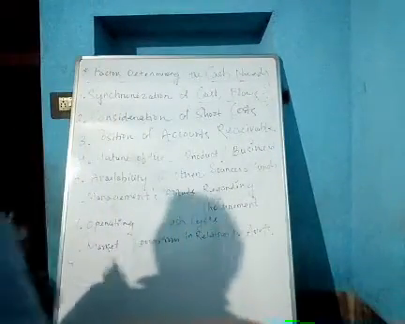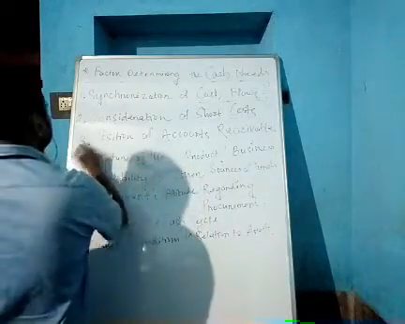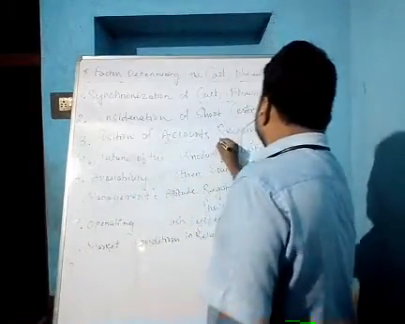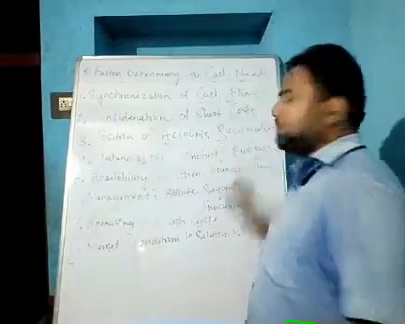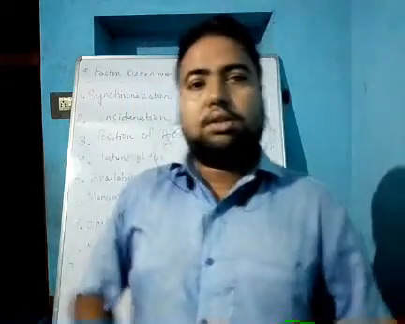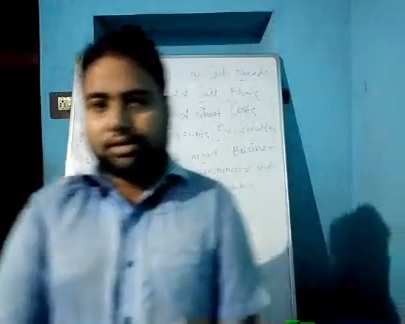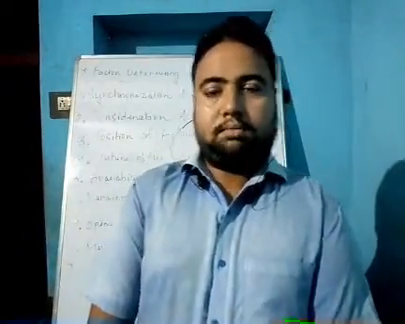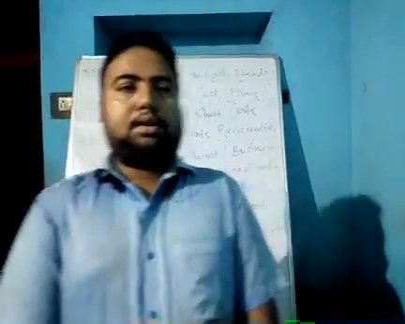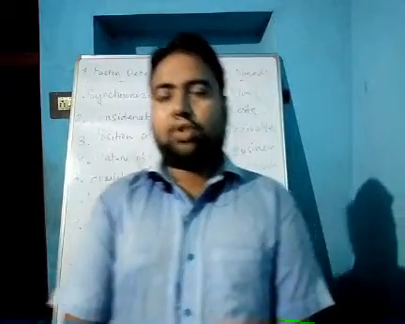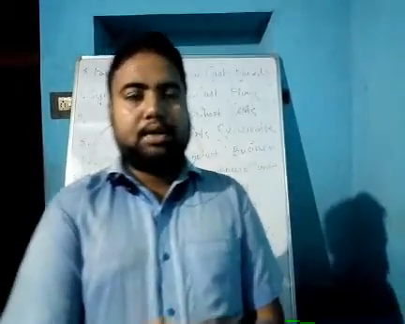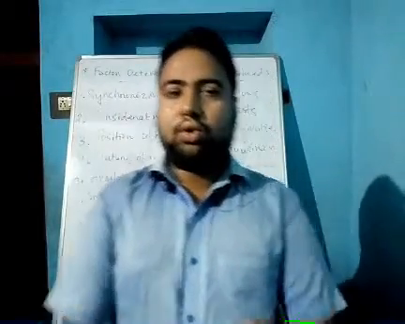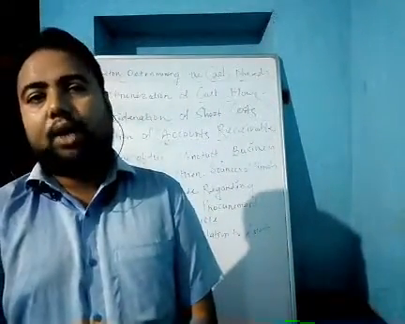Third point: position of accounts receivable. Dear students, accounts receivable is nothing but sundry debtors. Remember, accounts receivable means the position of sundry debtors, because sundry debtors are the persons from whom the business is going to receive the money. So sundry debtors may also be termed as accounts receivable.